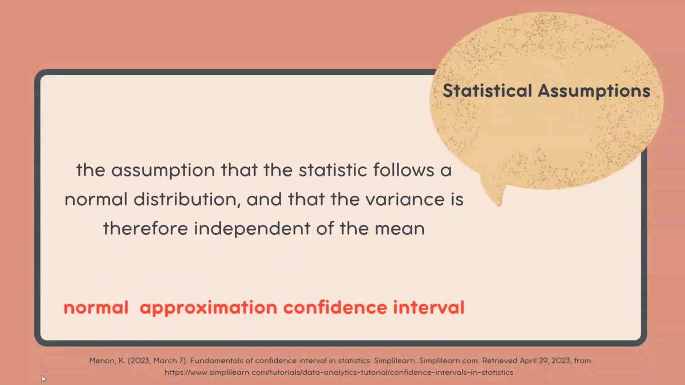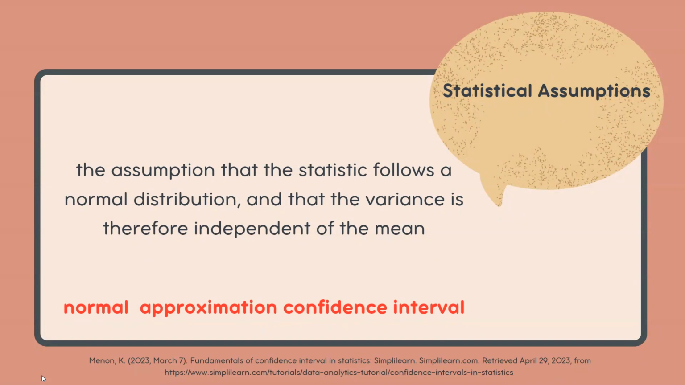There are statistical assumptions that need to be met. The confidence interval of the mean of a measurement variable is commonly estimated on the assumption that the statistic follows a normal distribution and that the variance is therefore independent of the mean. This is known as a normal approximation confidence interval.